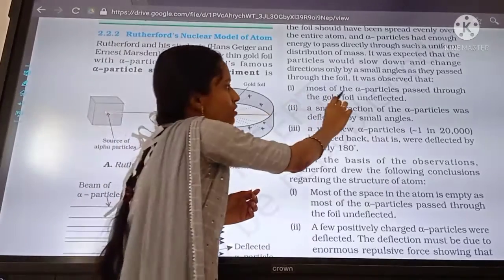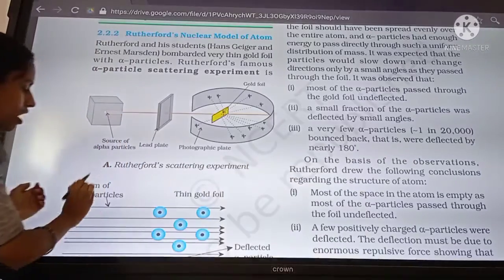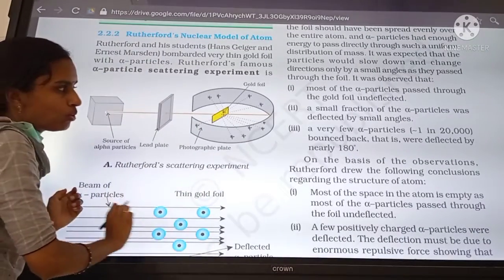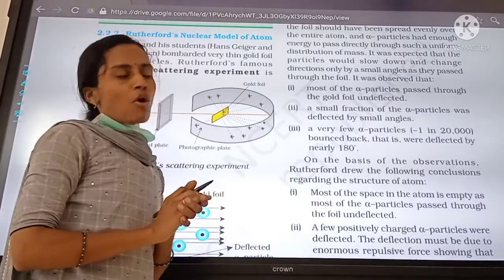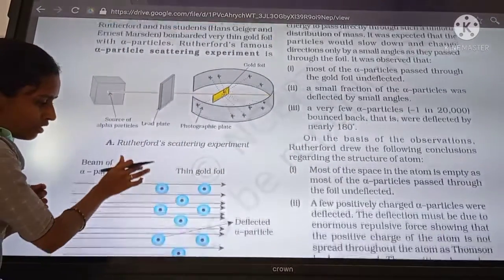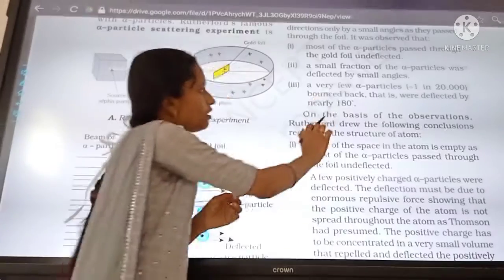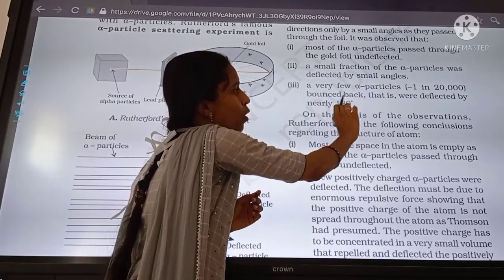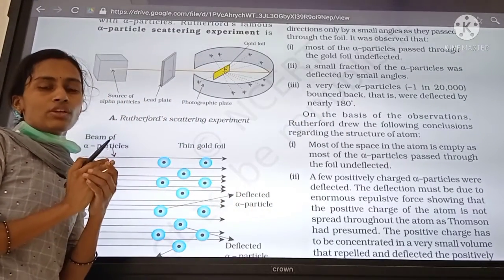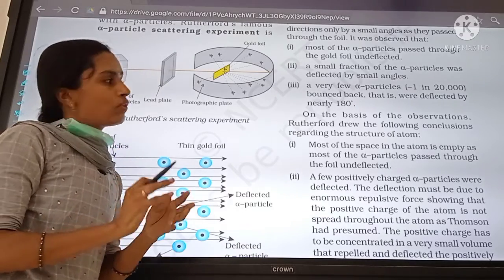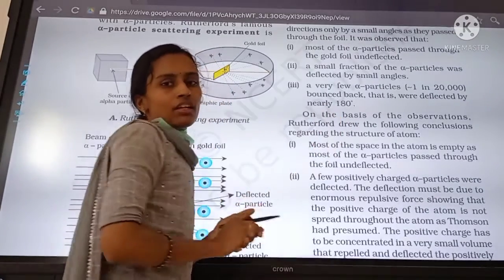If you observe, most of the alpha particles pass through the gold foil undeflected, without deflection, like this. A small fraction of the alpha particles were deflected by a small angle. They are deflected by some angle, which means there is a positive charge. And very few alpha particles bounced back by 180 degrees. So it means there is a nucleus, there is a positive charge. That's why they are repulsed and change angle by 180 degrees.